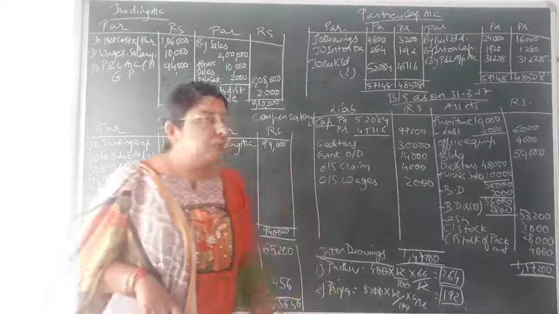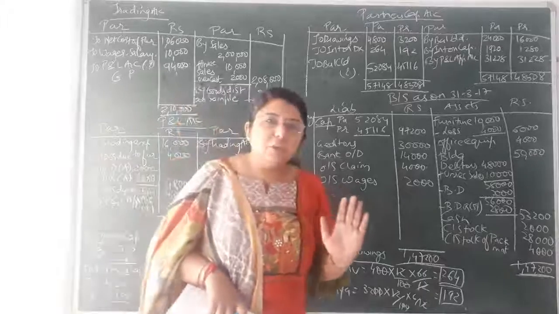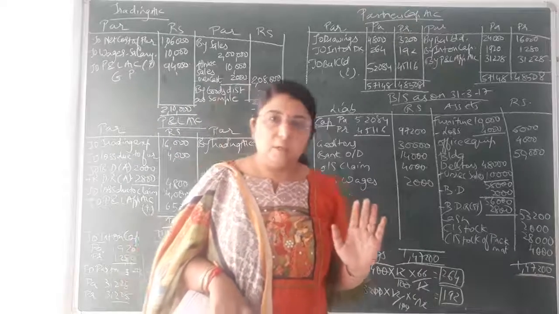1,47,200. So students, that's the end of the sum. If this entire sum is complete and correct, then you will score 11 marks in the board examination.